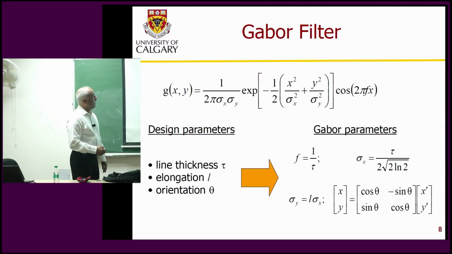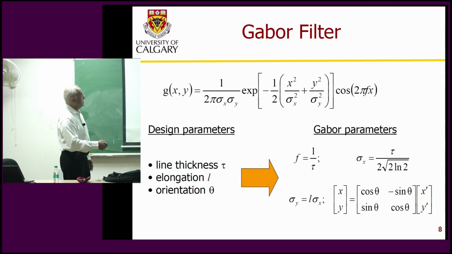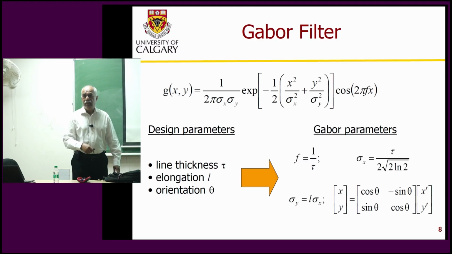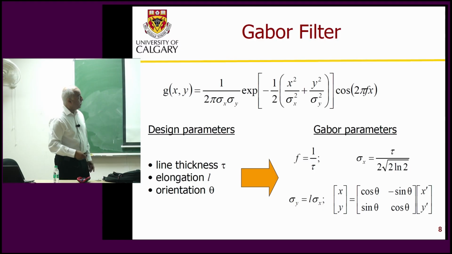We saw Gabor filters. They are the 2D Gaussian with sigma x, sigma y as standard deviation or spread in the 2 dimensions and multiplied with a sinusoid, here cosine. The design parameters that Fabio came up with, we said we are detecting lines or curvilinear structures.